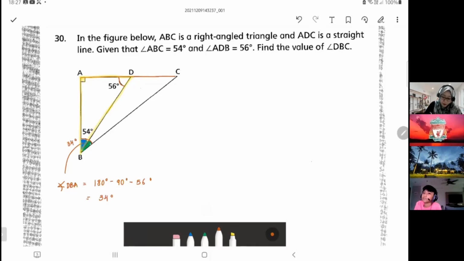Now, can I find the green angle here? Can, right? I just find angle DBC equals 54 degrees, the total of the blue and the green, take away the 34 degrees equals 20 degrees. This is the answer for number 30. Just nice.